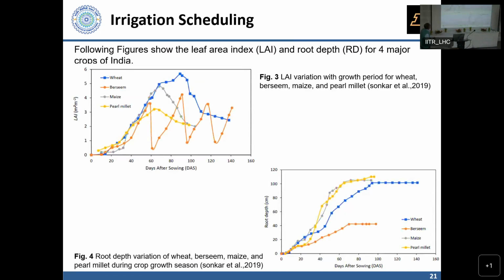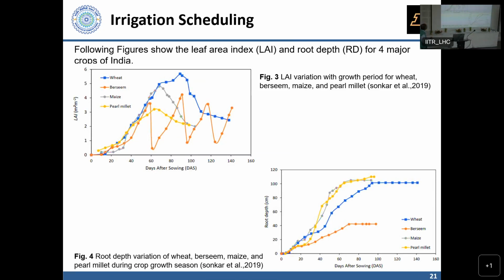So we have done a lot of experiments for several years. Basically, this is the variation of leaf area index we have done on four major crops grown near Roorkee: wheat, bersin, maize and farm millet. This was done by one of my PhD students, who is now a faculty at IIT Roorkee.